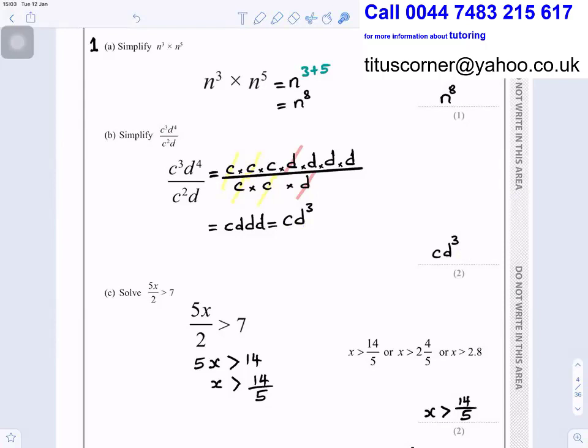Part c, solve 5x divided by 2 is greater than 7. So what you do is divide by 2 on the left, you take it to the right, it becomes times 2. So 5x is greater than 7 times 2, which is 14. Now it's 5 times x, so take it to the other side, it becomes divide. So x is greater than 14 divided by 5. And 14 divided by 5, you can write it as 2 and 4 over 5, or 2.8. So x is greater than 14 over 5. You can leave it like that.